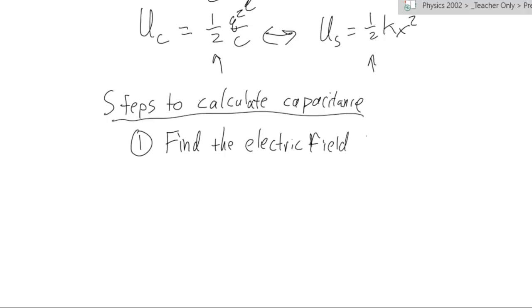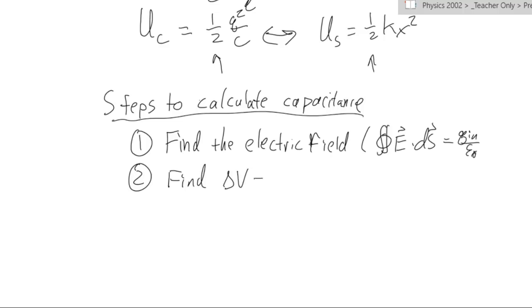Typically the way that we do this is via Gauss's law. So we have the integral of E dot dS is equal to Q enclosed divided by epsilon naught. The second thing that we can do is find the change in electric potential by saying the change in electric potential is going to be equal to the negative integral from r vector 1 to r vector 2 of E vector dot dl. The final thing that we can do is apply the definition of capacitance, which says that C is going to be equal to Q divided by the magnitude of delta V.